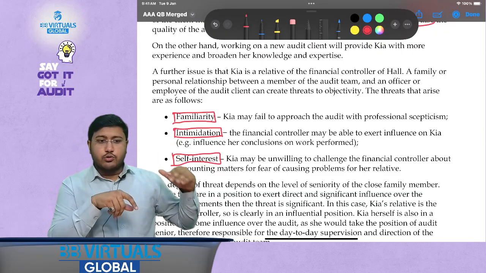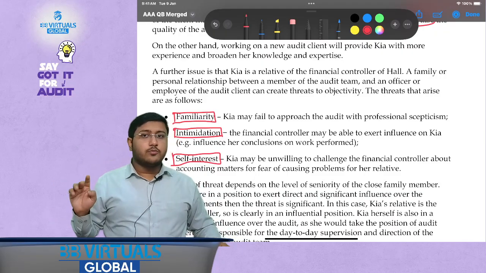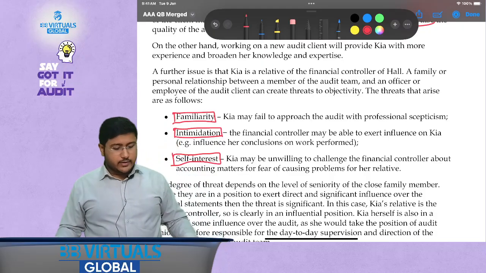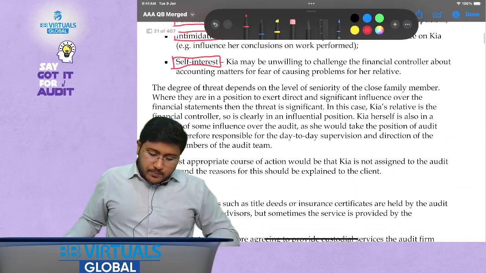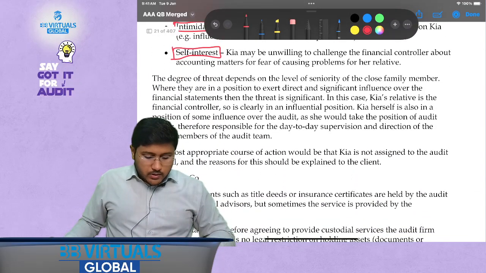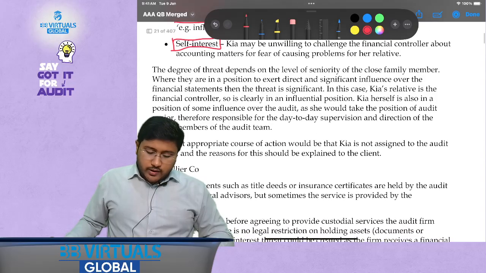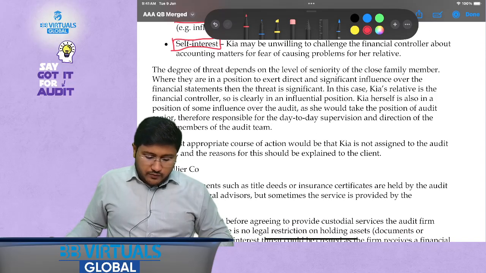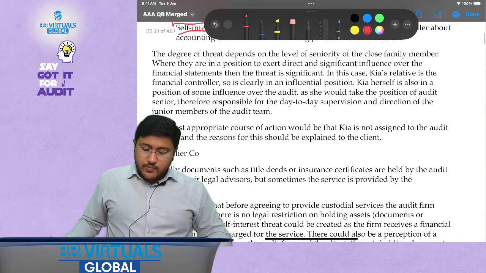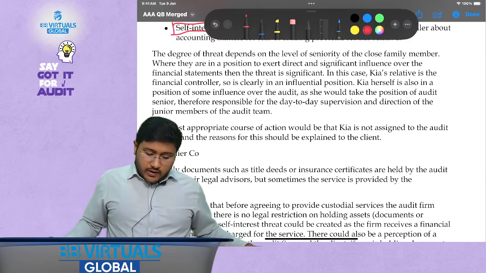But this is the finance controller we are talking about, next person to the CFO in most companies, right? So that is why it is creating a threat. The degree of threat depends on the level of seniority of the close family member. Where they are in a position to exert direct and significant influence over the financial statements, then the threat is significant. In this case, Kia's relative is the finance controller, so is clearly in an influential position.